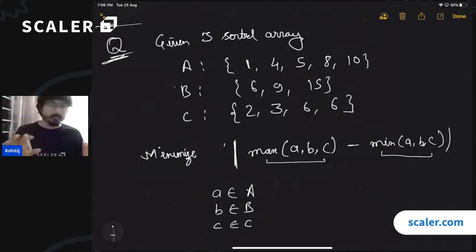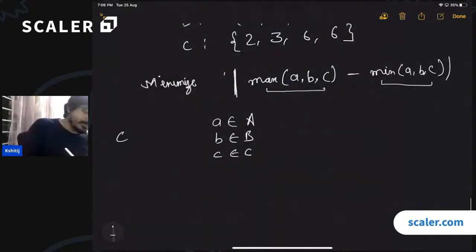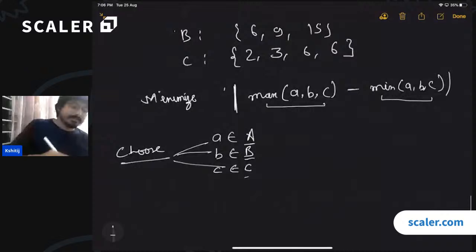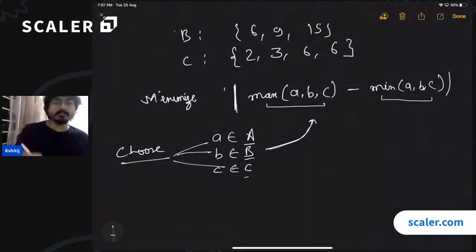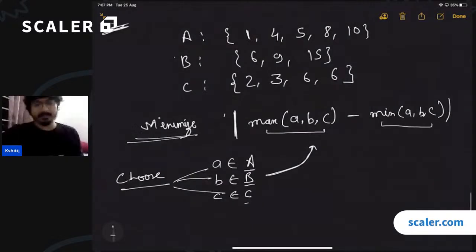Is the problem making sense? Choose A, B, C. You have to choose A, B, and C such that A belongs to array A, B belongs to array B, C belongs to array C, such that this equation has the minimum possible value. You have to minimize the value of this equation. Is the problem clear?